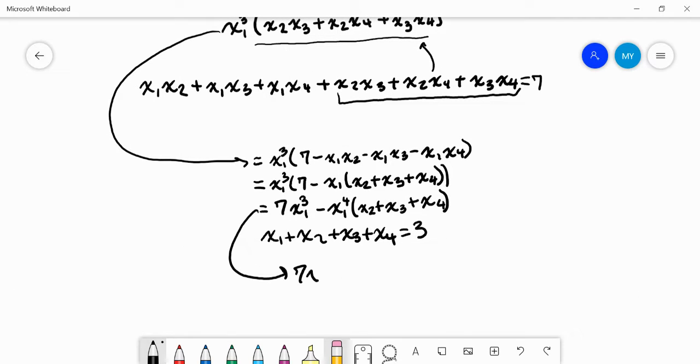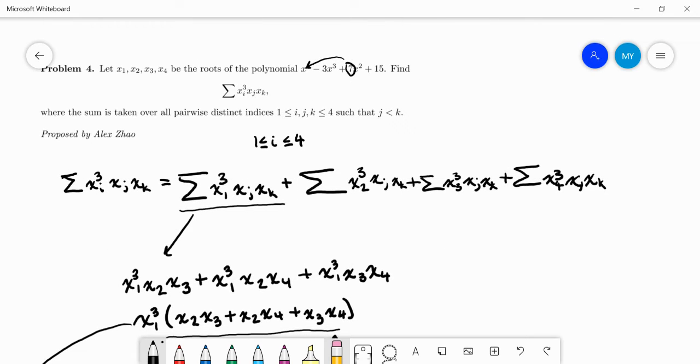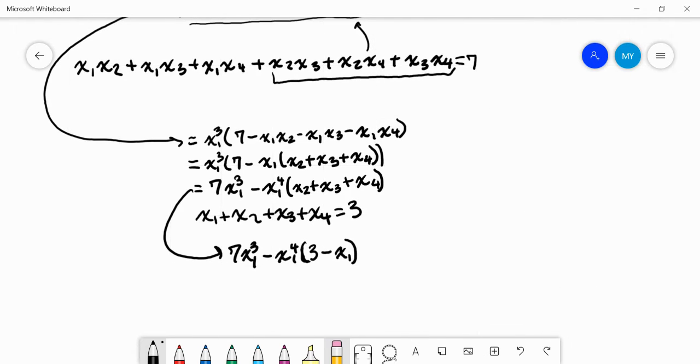is equal to 7 times x sub 1 cubed minus x1 to the 4 times, not 7, 3, minus x1. And we have everything in terms of x1. So it turns out that this really scary sum here is just equal to that.